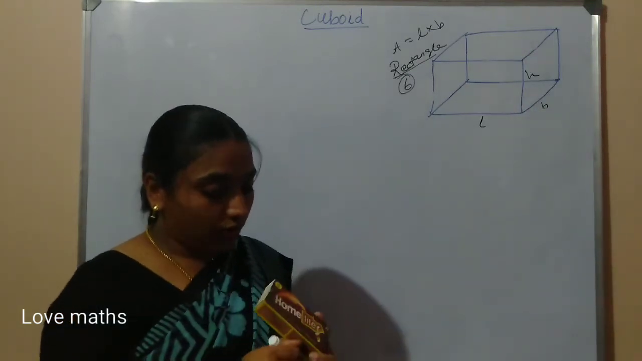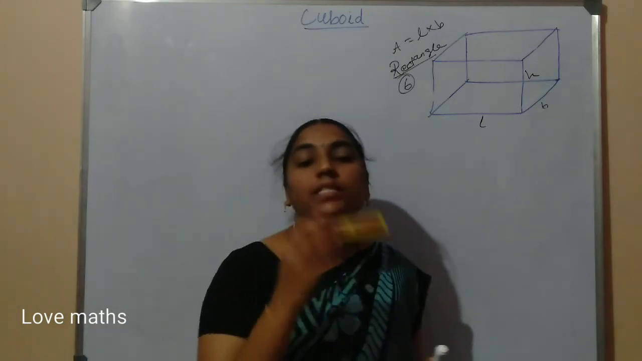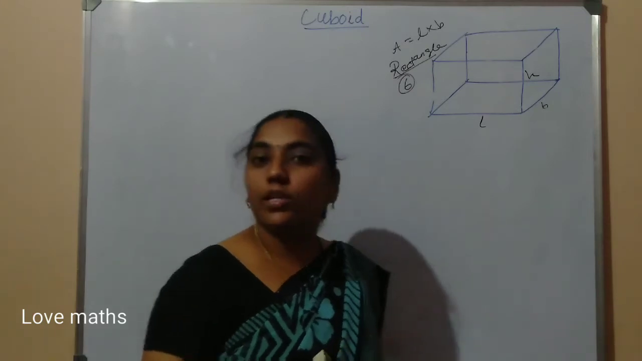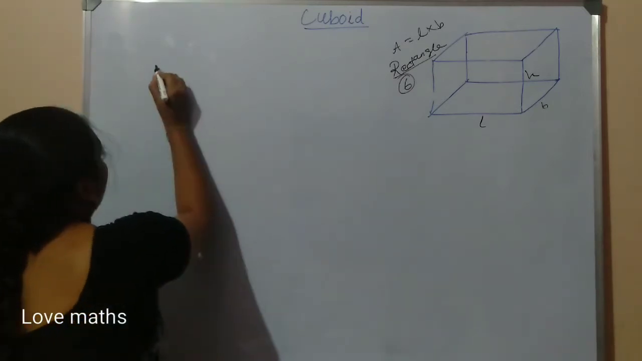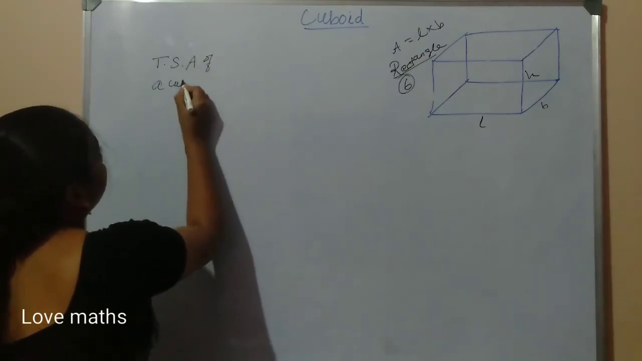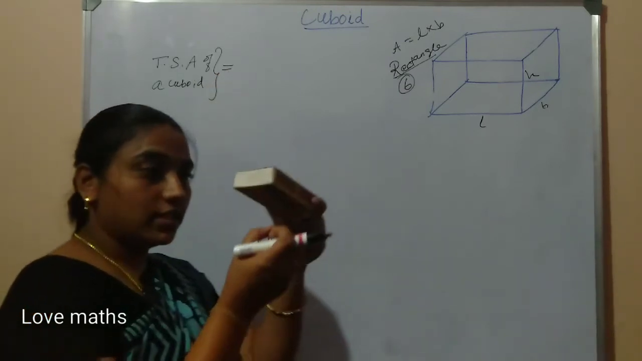Okay, what is meant by total surface area? You should add all the 6 sides' area. Adding all the 6 sides' area is called total surface area. So the total surface area of a cuboid is equal to, first we can take this.